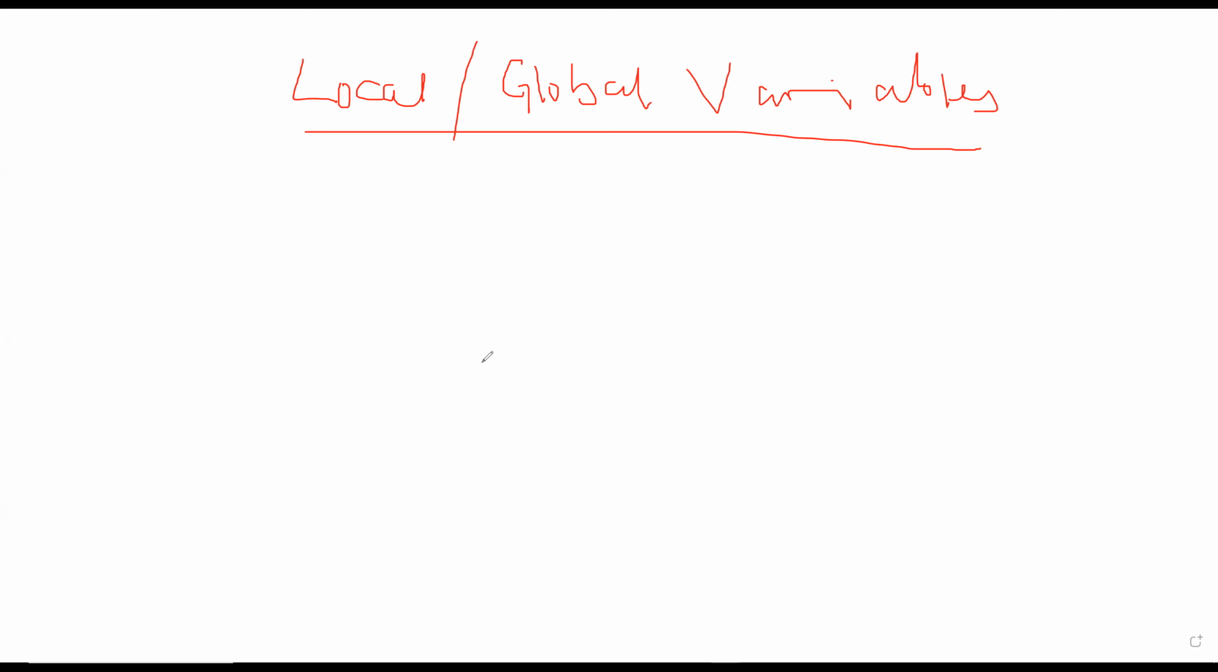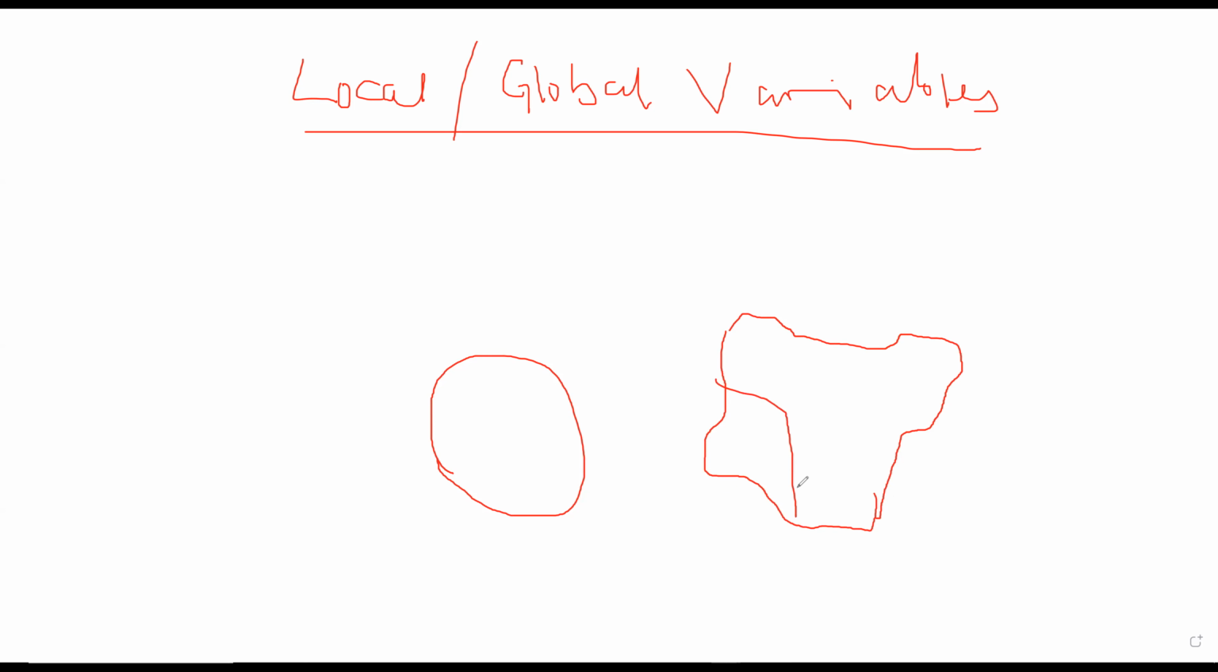Now, when you say something is local, it means it is within a certain region, right? Yes or no? Yes, sir. For example, Nigeria. Let me try and draw the map. Don't laugh at me. I'm not good at drawing the map of Nigeria, but I'll try. So we have the whole world.